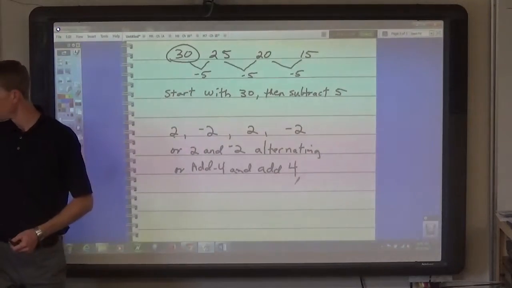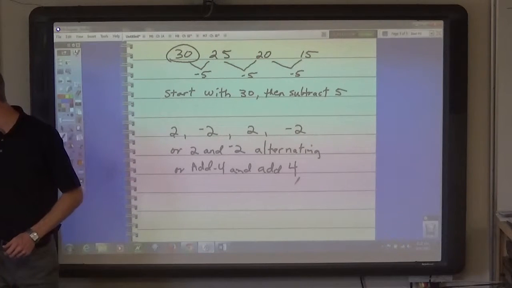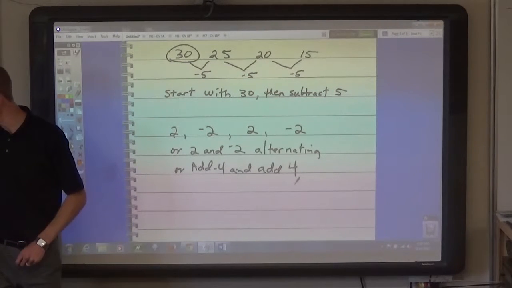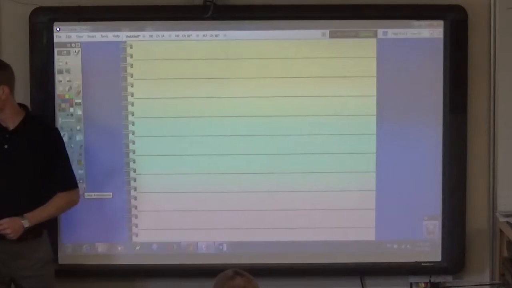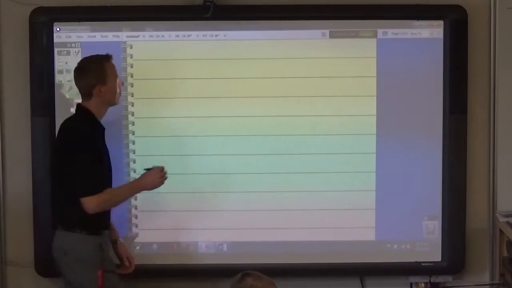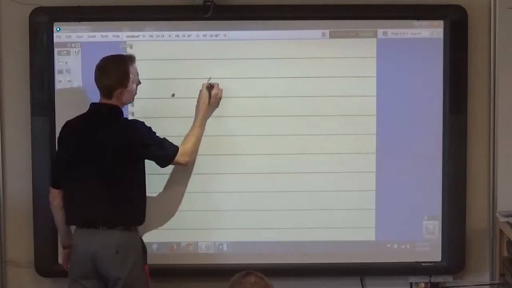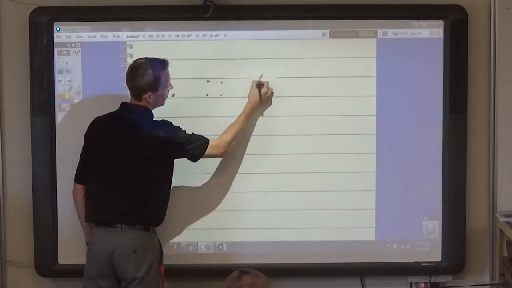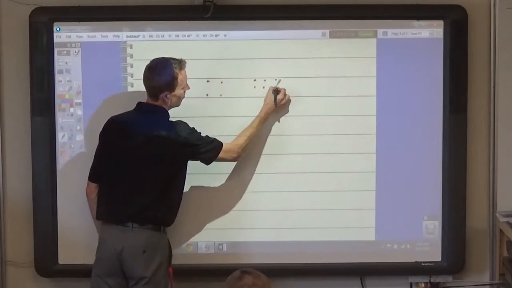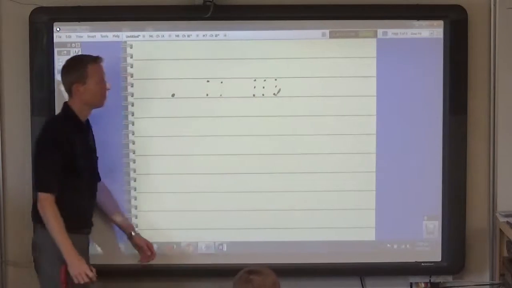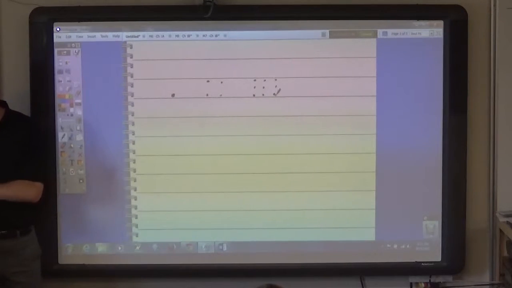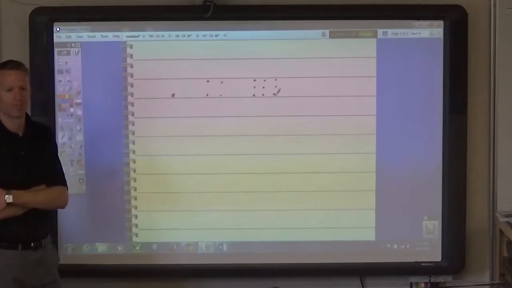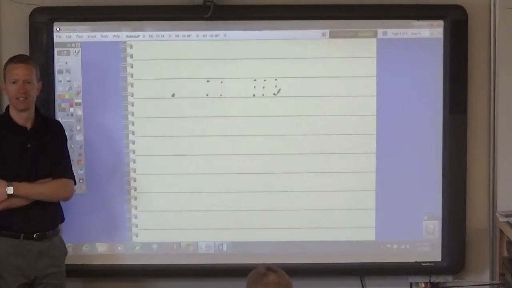Okay? Look at page 37. Sometimes there'll be a geometric pattern. Like this. This is example 5. What do you see?